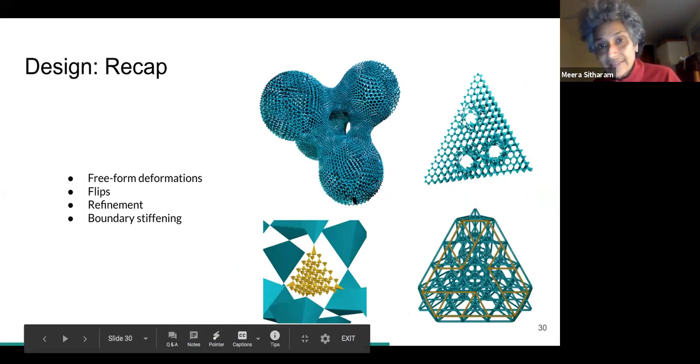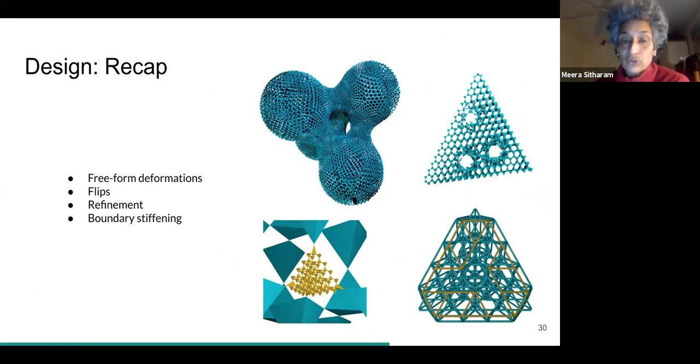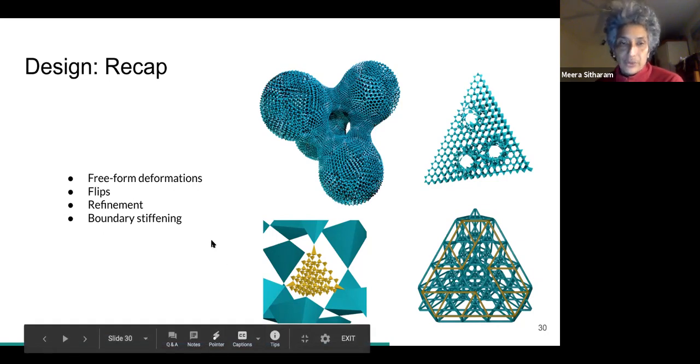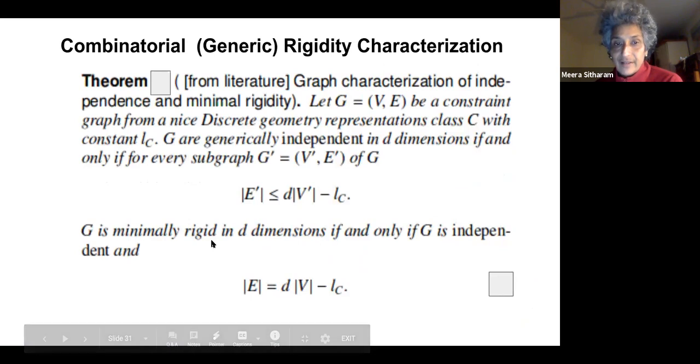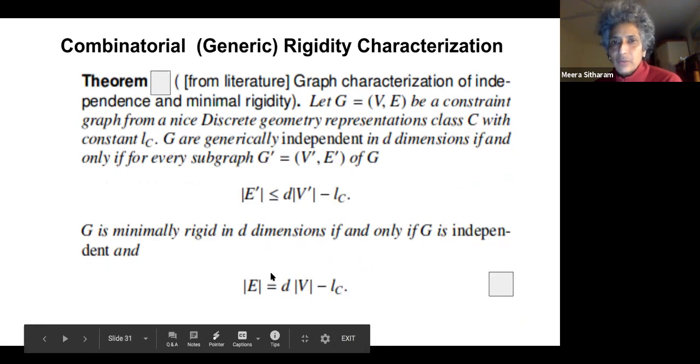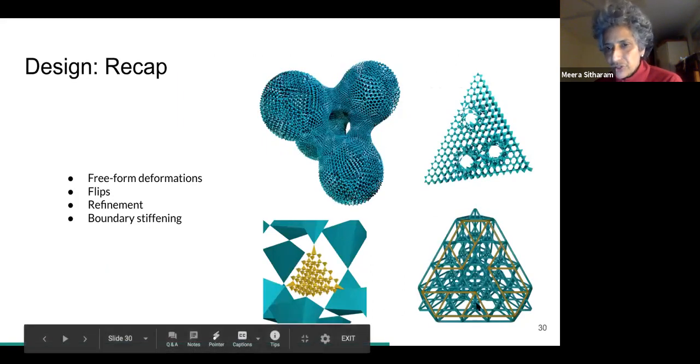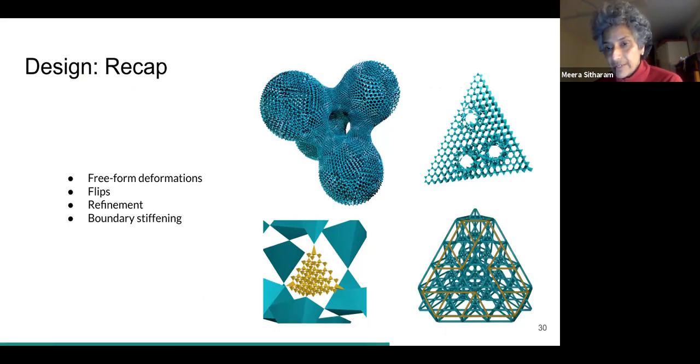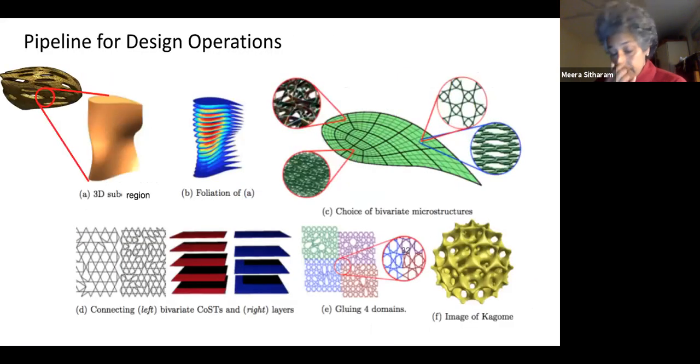We can model these types of structures by a combination of all of those operations: free form deformations, flips, refinements, boundary stiffening, all of them have been used to do this. And of course, there's our common Maxwell counting, which was used to provide this ability to stiffen the boundary for arbitrarily large costs. As I said, it's a very special structure for which, even though 3D rigidity usually is a hard problem, we can do this.